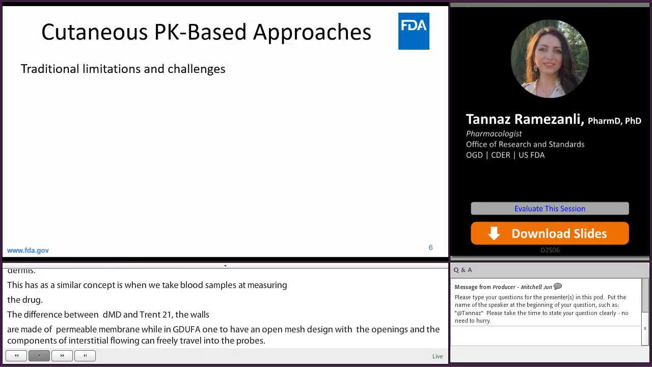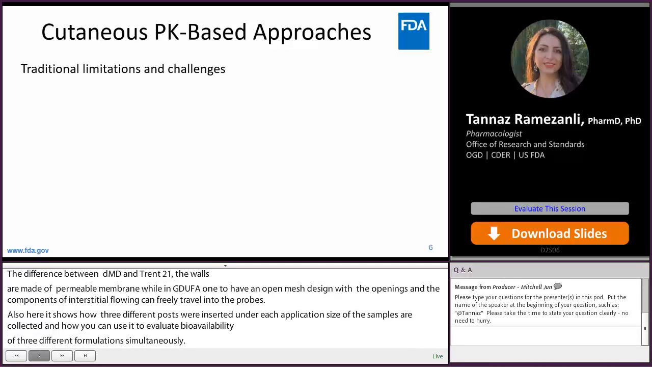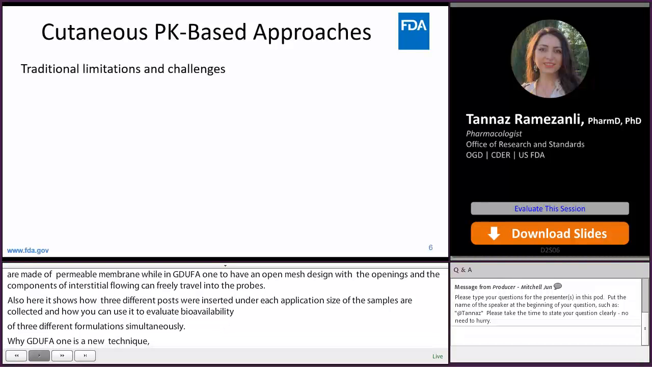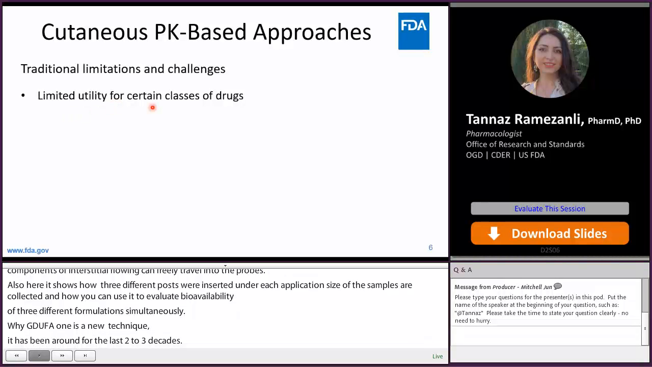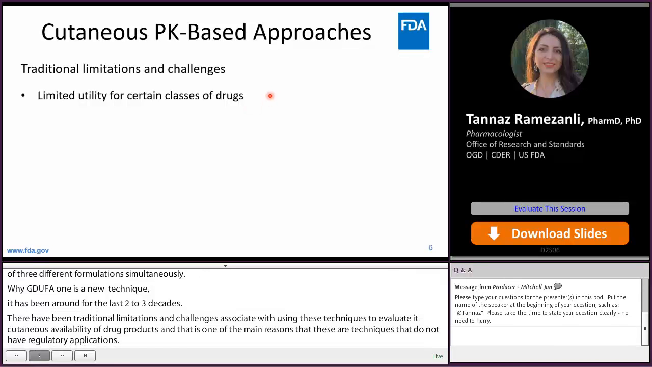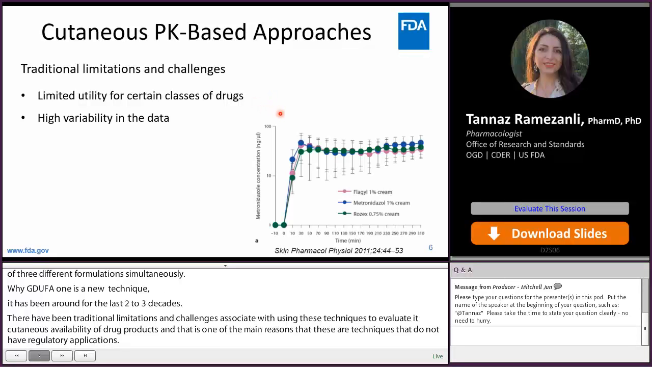While DOFM is a relatively new technique, microdialysis has been around for the past 2-3 decades. And there have been traditional limitations and challenges associated with using these techniques to evaluate cutaneous bioavailability of drug products, and that is one of the main reasons that these techniques did not have regulatory applications. One of these limitations is the limited utility for certain classes of drugs, which mostly applies to microdialysis because there we have a semi-permeable membrane and restrictions for lipophilicity, protein binding, or molecular size of the drug, which may not be the case for the DOFM methodology.